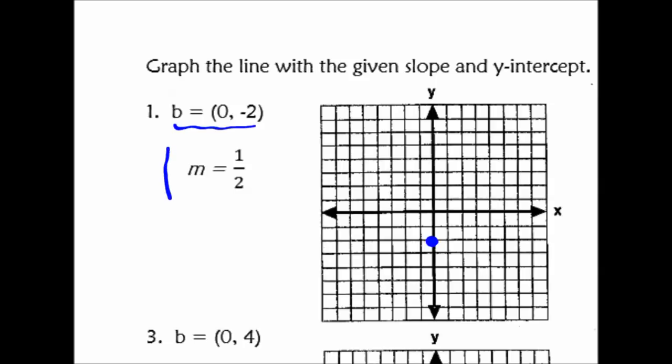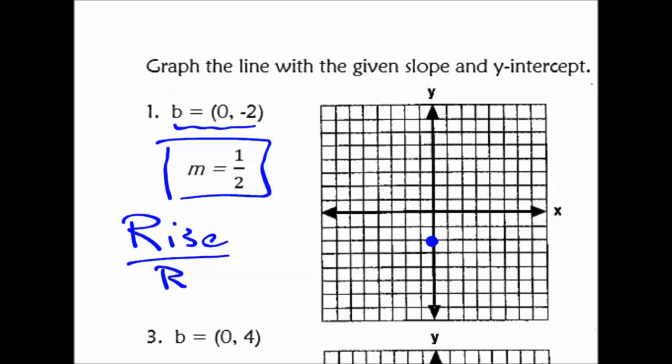and the slope is basically just instructions on where to go next. It's saying we're going to rise 1 and run 2. You go up 1 and go to the right 2. And we're always using our y-intercept as our starting point. So from there, we're going to just count up 1 spot and over 2 spots.